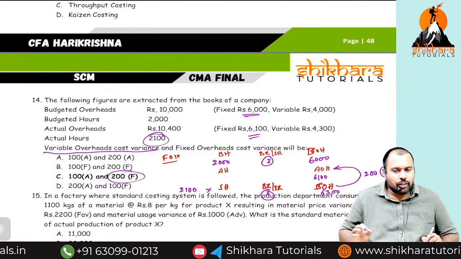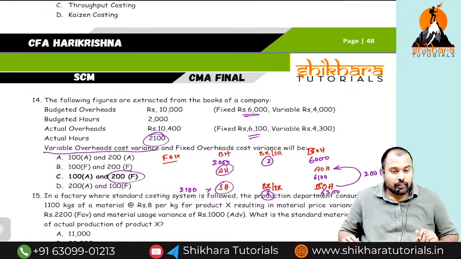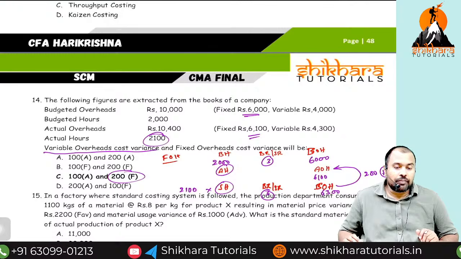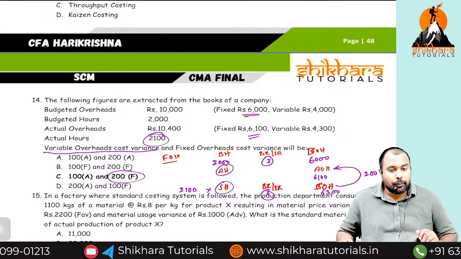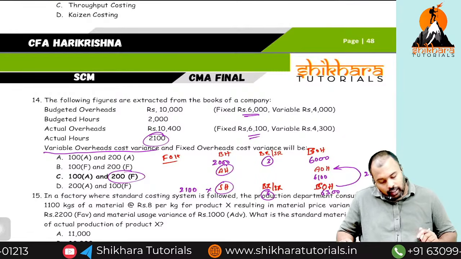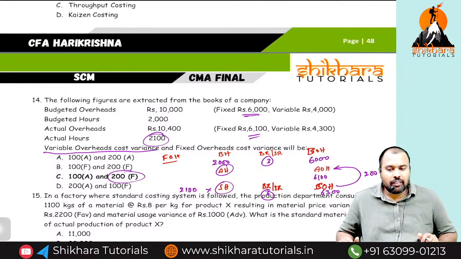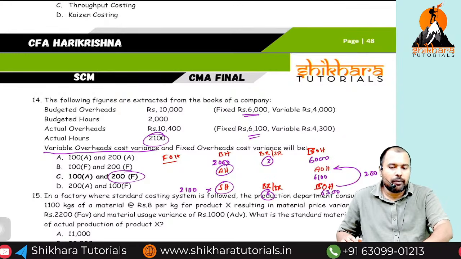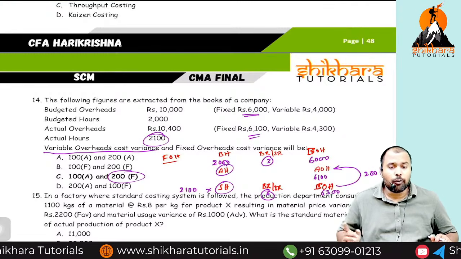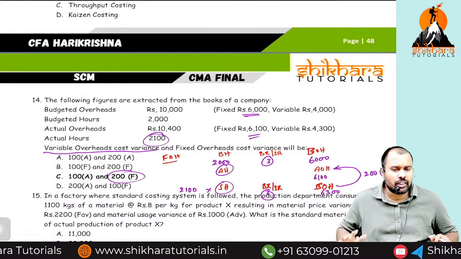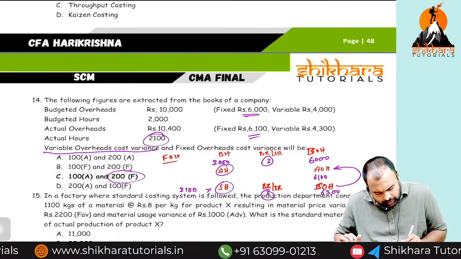But it is absolute nonsense, because actual hours and standard hours will not be the same. Standard hours is always per actual output. But whenever such output is not given, they consider actual hours equal to standard hours, and based on that only they give answers. Multiple times they did the same thing in CMA MCQs, so we have to follow the same, sir. But if output is given, then we can use that output. Clear? So 200 favorable. There are two options for 200 favorable.